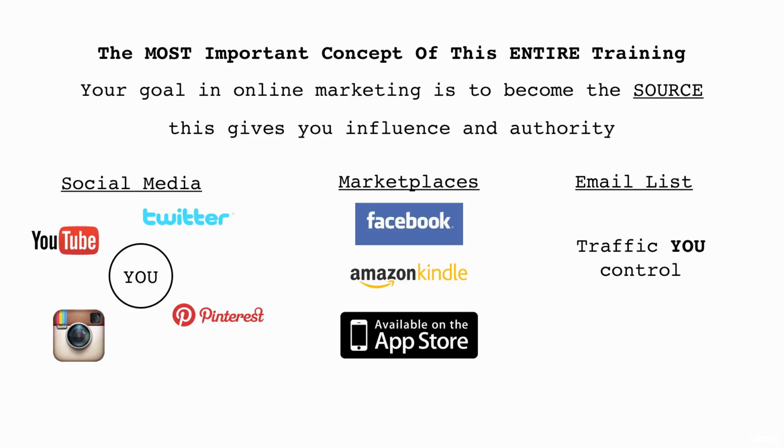And then the other one, which we're going to be talking about more, is an email list. What's cool about an email list is that once you build an email list, it's traffic that you control. It's traffic on demand. You're not having to pay or repay Facebook or Amazon or Twitter or YouTube for that traffic. You own that traffic. That's your audience, and you can remarket to them however much you want to. So building an email list is very, very important.